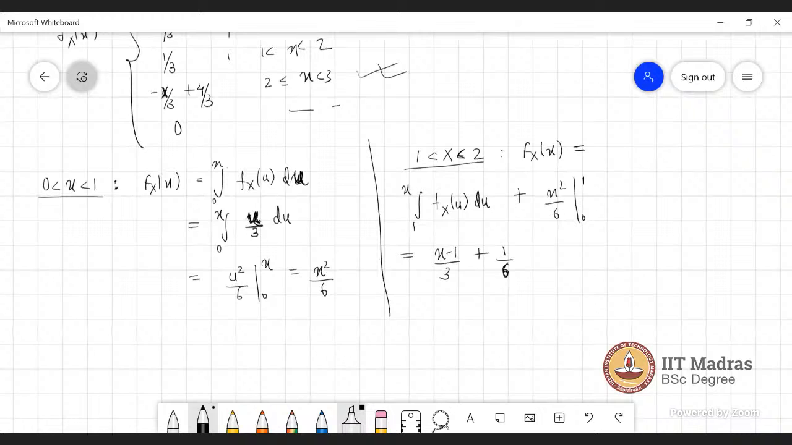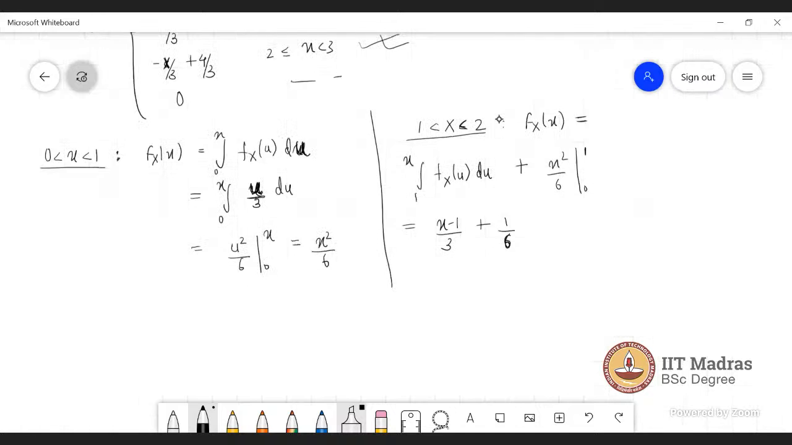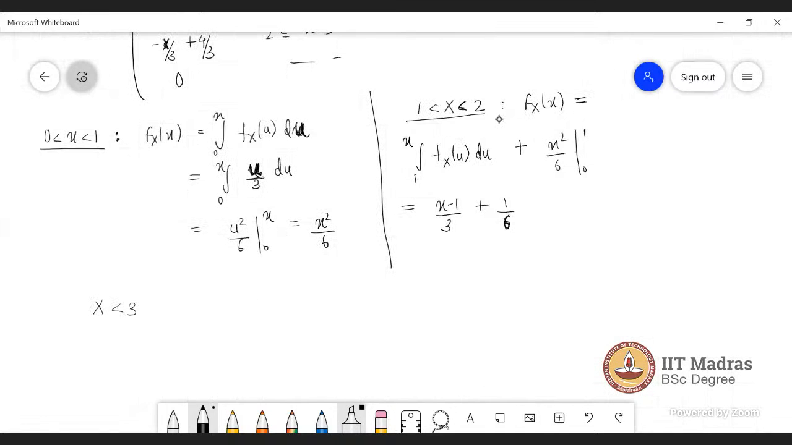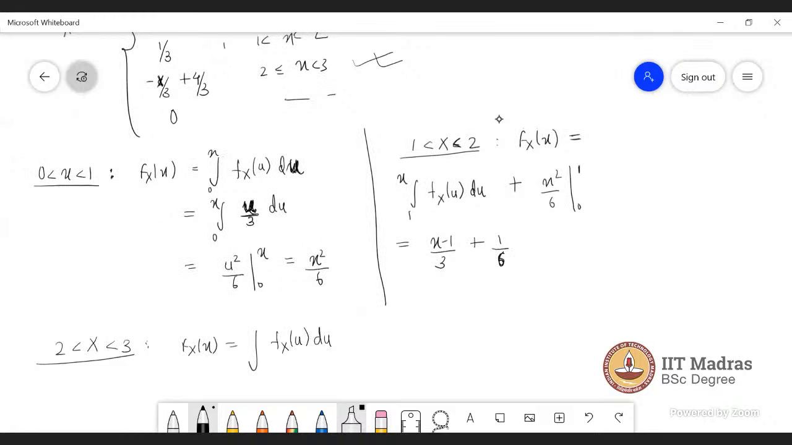For x lying between 2 to 3, your Fx is the integral of fx of u du, where u is lying from 2 to x, plus x minus 1 by 3 plus 1 by 6, and this is from 1 to 2.